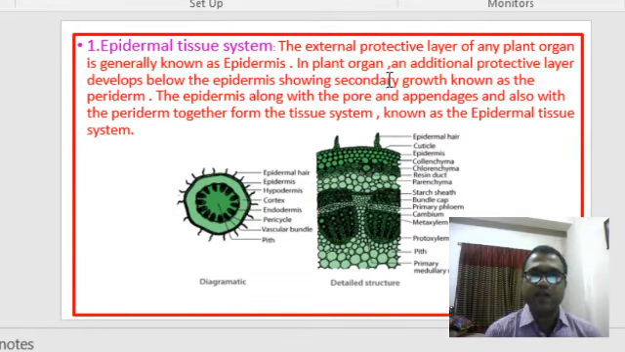In a plant organ showing secondary growth, an additional protective layer develops below the epidermis, known as the periderm. The epidermis, along with the pores and appendages, and also with the periderm, together form the tissue system which is known as the epidermal tissue system. So we can easily understand by this picture which is given here.